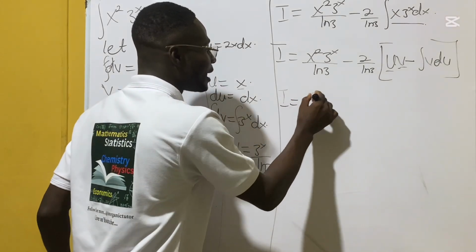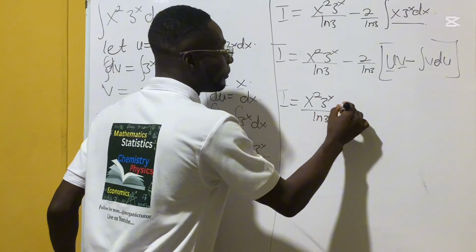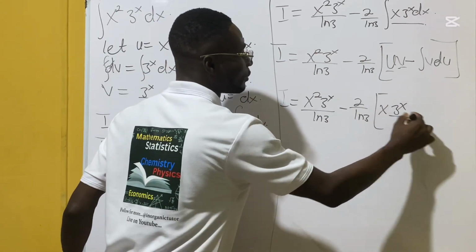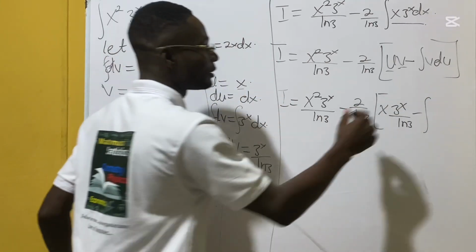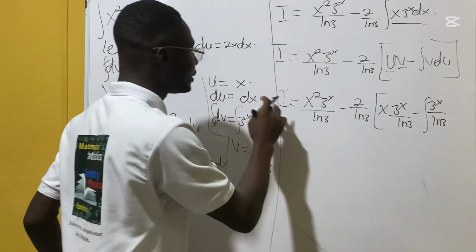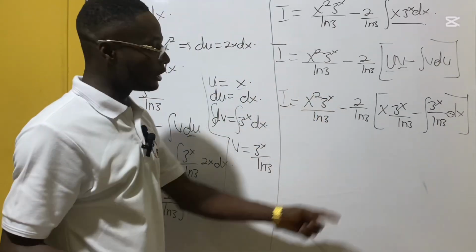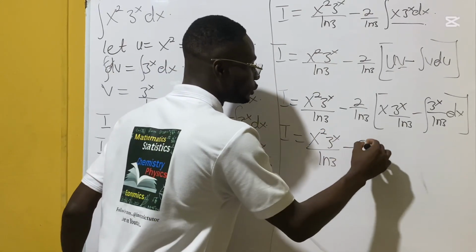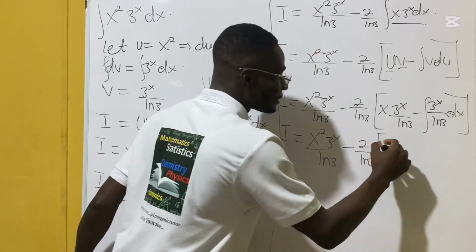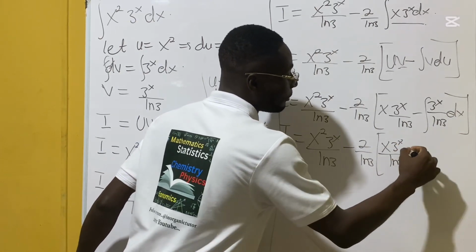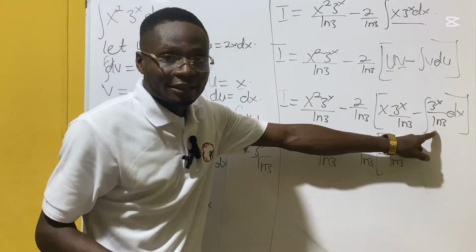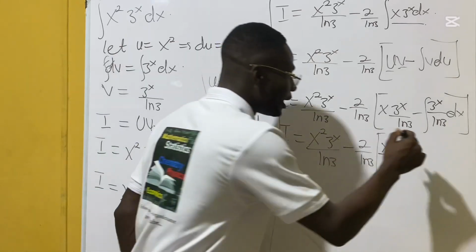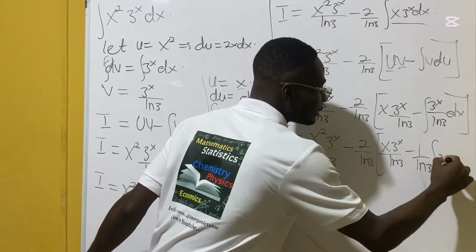So here we're going to have x squared 3 power x over ln 3 minus 2 over ln 3 into u, which is x, and v is 3 power x over ln 3, minus integral v, which is 3 power x over ln 3. Then our du is dx. Okay, so let's do the necessary simplification. So we have x squared 3 power x over ln 3 minus 2 over ln 3 into x 3 power x over ln 3 minus, we have 3 power x over ln 3, and 1 over ln 3 is a constant, so we factor it out so that we can integrate the 3 power x. So when we do that, we are going to have 1 over ln 3 out, then integral 3 power x dx.